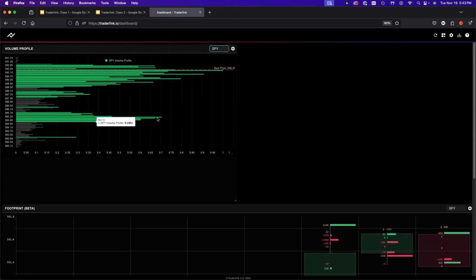Don't even need to look at the chart. It's like, are we at a high volume node? No. Maybe I'm going to wait till we get to one.